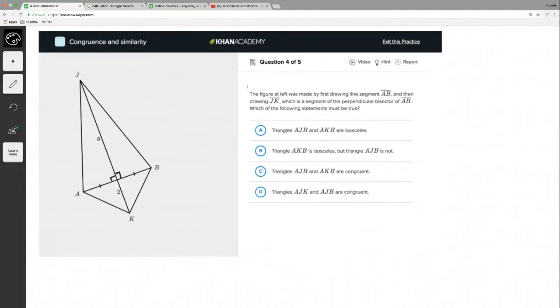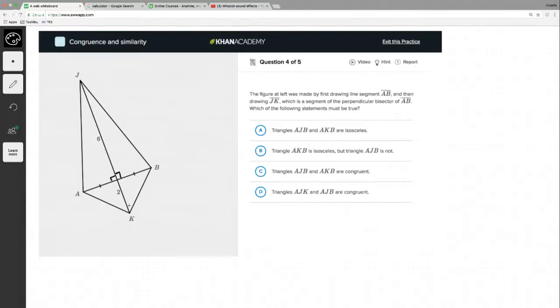Okay, so let's take a look at the options. AJB and AKB are isosceles. I don't know if it's said yet that this is a kite. They definitely look isosceles. I don't know if we have enough information. Let me see. If it said it was an angle bisector, I could say for sure. I don't know if we know that exactly yet, that those two are congruent. I'm just trying to see if there's any more information that I can glean from this.